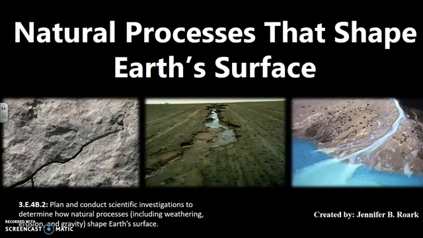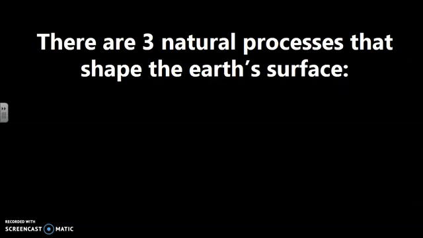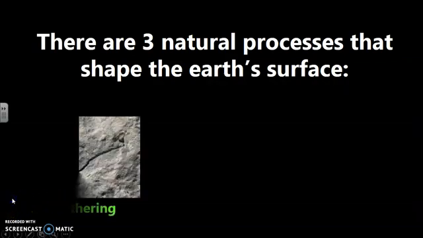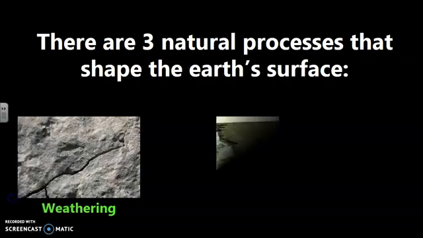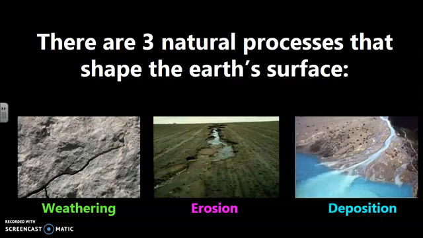Hello! Today we are going to review the natural processes that shape Earth's surface. Remember, there are three natural processes that shape the Earth's surface: weathering, erosion, and deposition. Let's take a look.